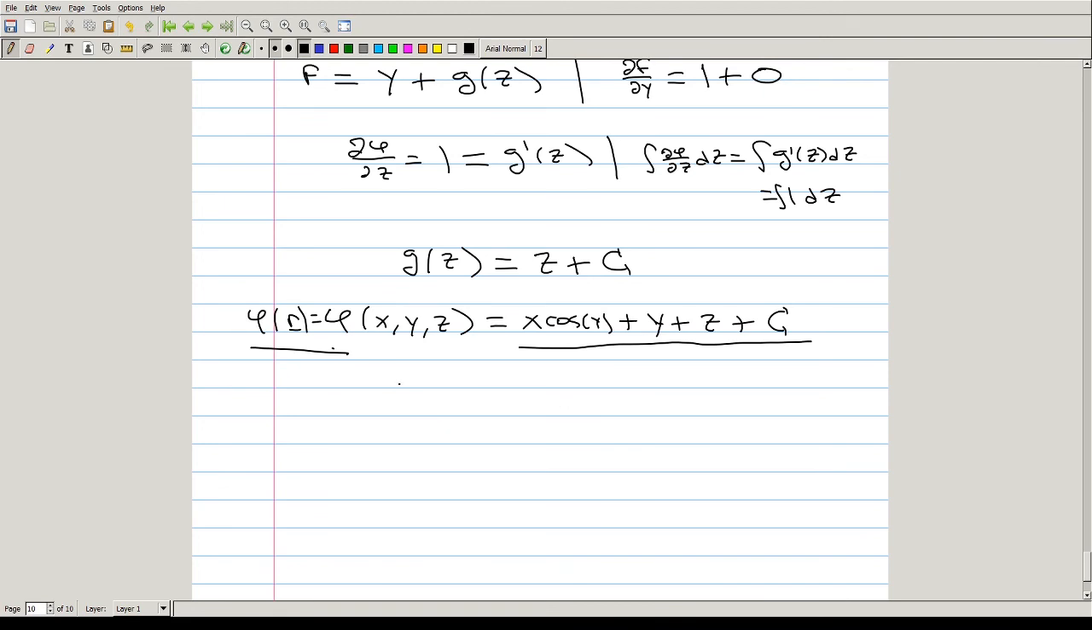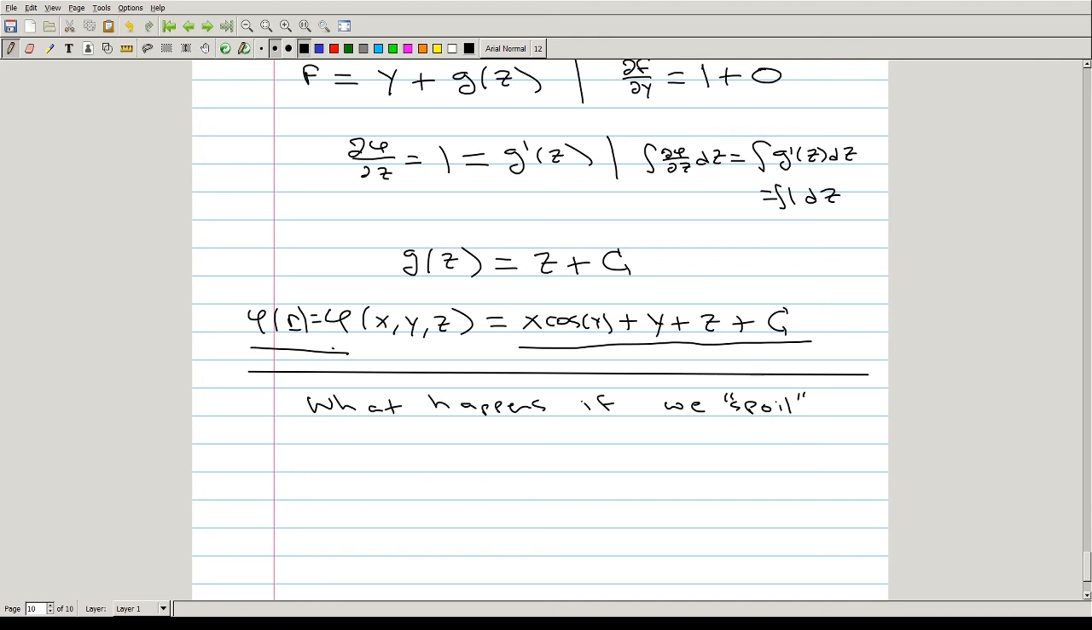A good problem for you to look into is a change in this problem just a little bit. What happens if we spoil this problem? So let's change the system a little bit. We'll say, what if we investigate the vector field F equal to cosine of y plus z, 1 minus x sine of y, and 1?